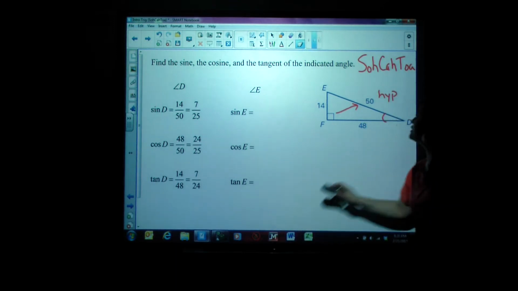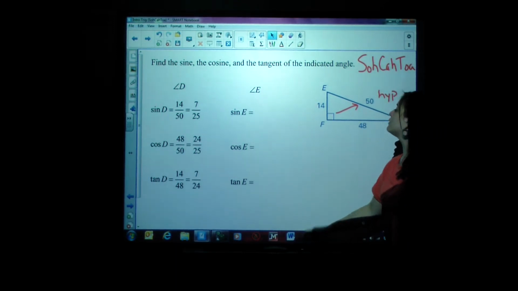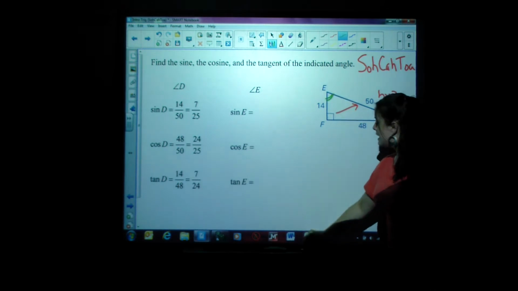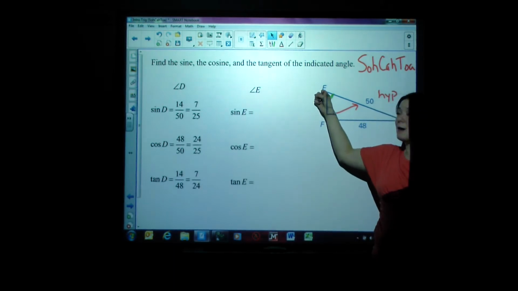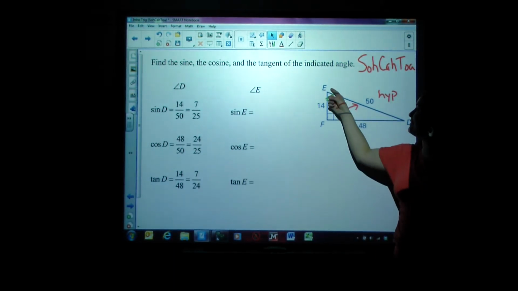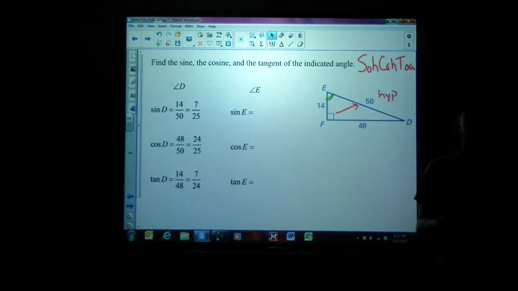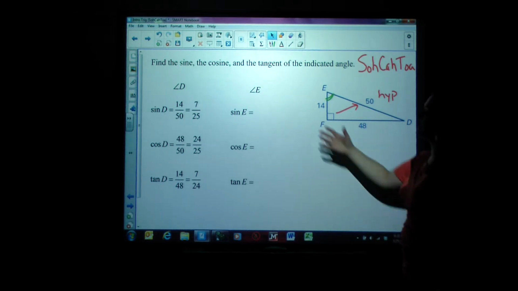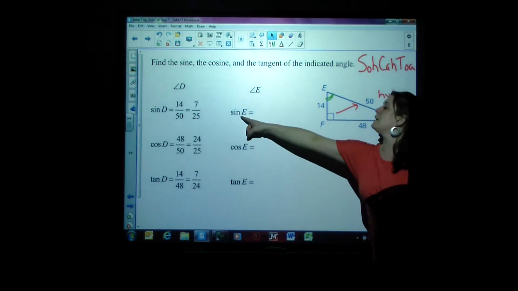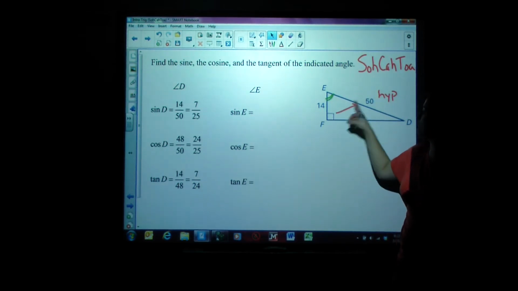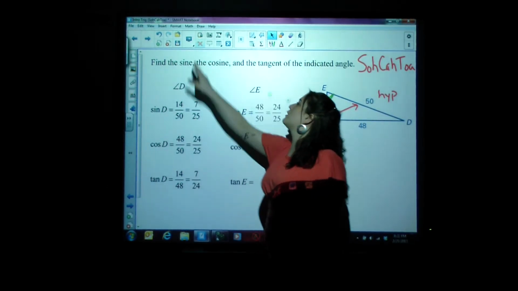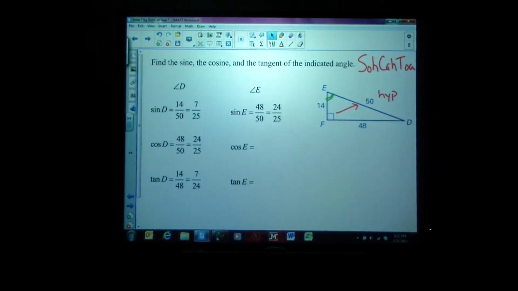Now, what happens if I change to angle E? Well, what you should notice is that the hypotenuse is still 50. However, this time the opposite of E is going to be 48 and the adjacent to E is going to be 14. So our opposites and our adjacents have switched roles. So our sine, cosine, and tangent are going to be a little bit different. The sine of E is still the opposite over the hypotenuse, just this time, what is opposite of E? Well, 48. So we're going to have 48 over 50, or again, we can reduce to 24 over 25.